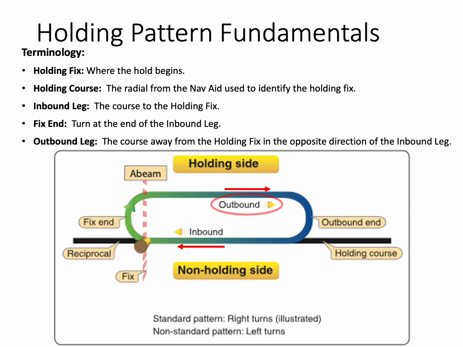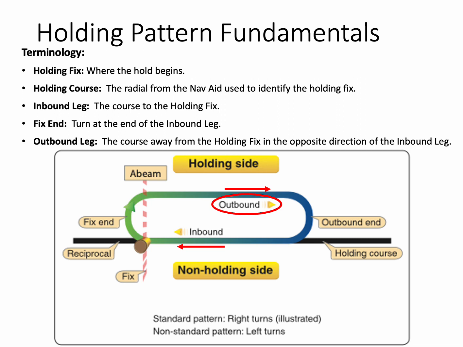The outbound leg is the course that runs away from the holding fix in the opposite direction of the inbound leg and starts after the 180-degree turn from the holding fix at the fix end. The outbound leg course is always the reciprocal of the inbound leg. The outbound direction determines which holding entry procedure is selected. More on that in a moment.